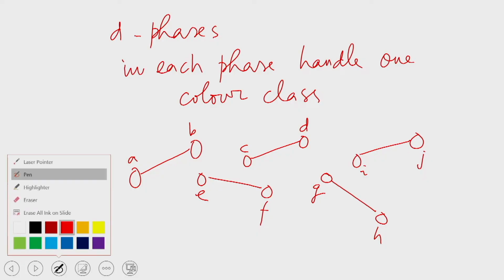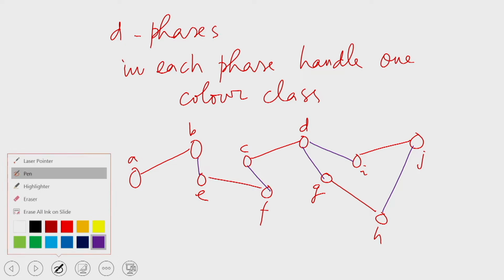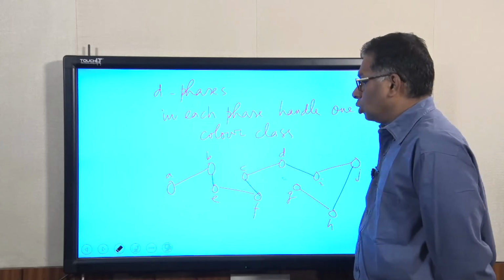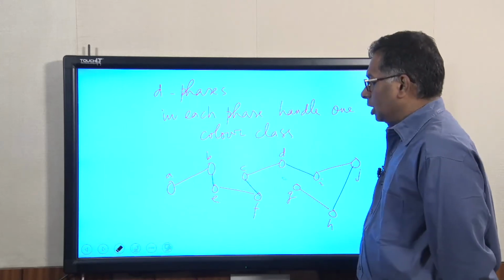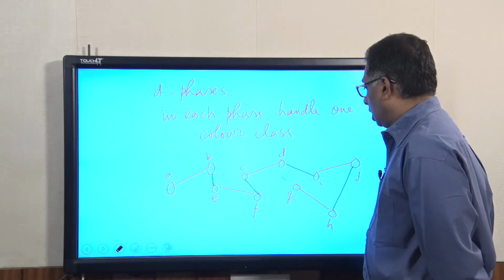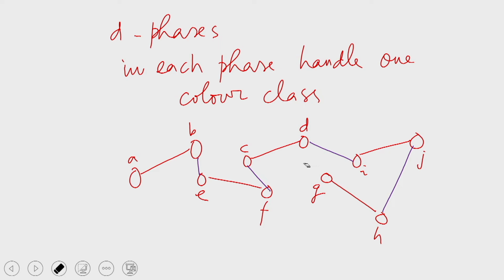When we consider another color class, of course, no two of them could be adjacent. So, blue is another color class here. This possibly could be the second color class. So these edges could be considered in the second phase. So in the second phase, we will exchange the messages that are between B and E, C and F, D and I, and H and J.